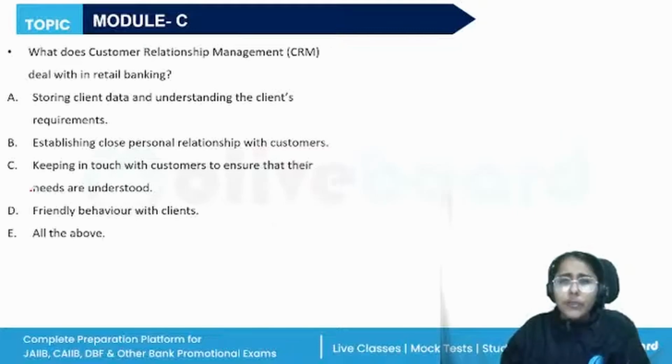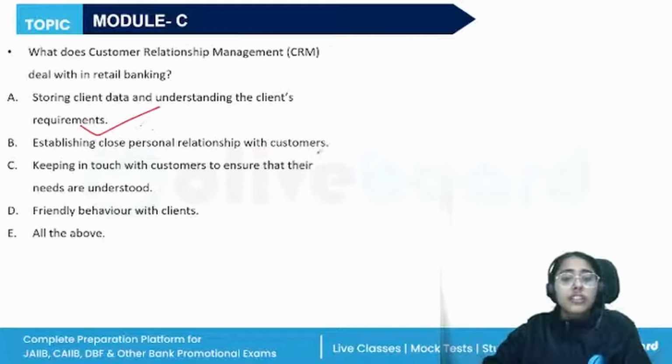These are very simple questions, right? So we will see this as a revision of the whole chapter. What does customer relationship management deal with in retail banking? Storing the client data and understanding the client's requirements.